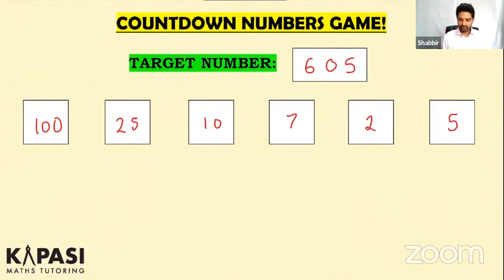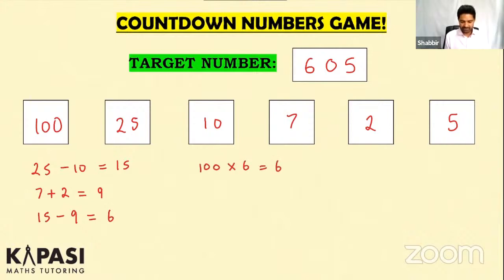I know I've got a 5 here, and I've got 100, so I tried to make 6 with these numbers here, so then I could add the 5 on. If I can make 6 with these, times it by the 100, and then add the 5. So can we make 6 with the 4 numbers in the middle? And yes, we can. 25 take away 10 is 15. 7 plus 2 is 9. 15 take away 9 is 6, and then we just do the 100 times by 6, which is 600, and add the 5. Gives you 605. Did you get it right?